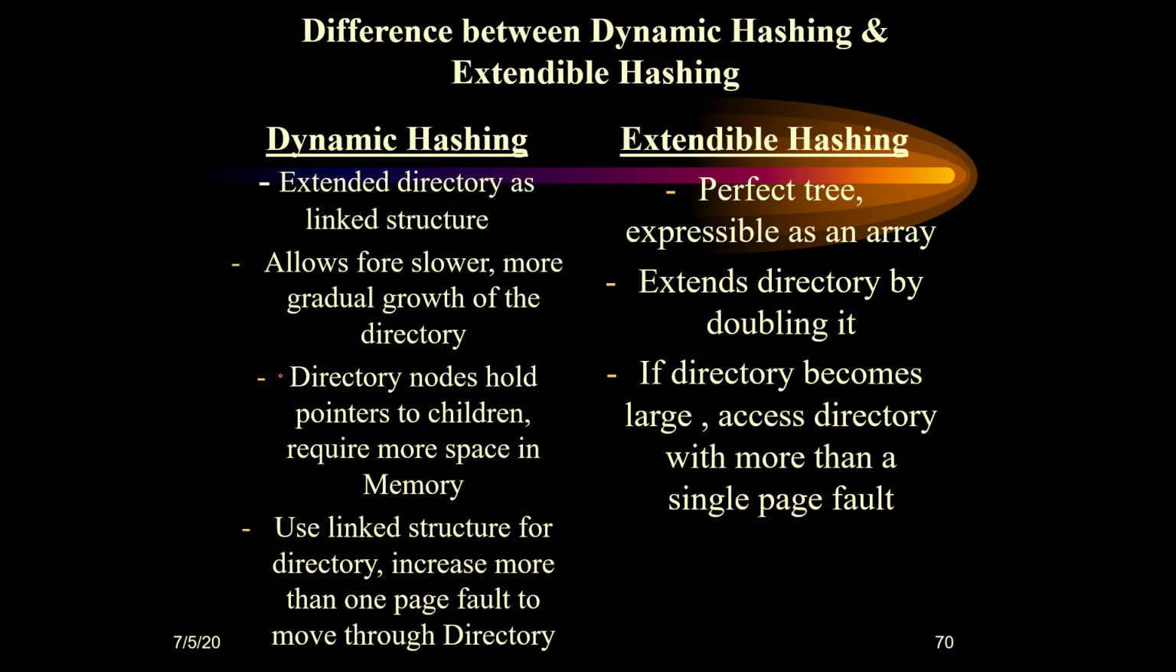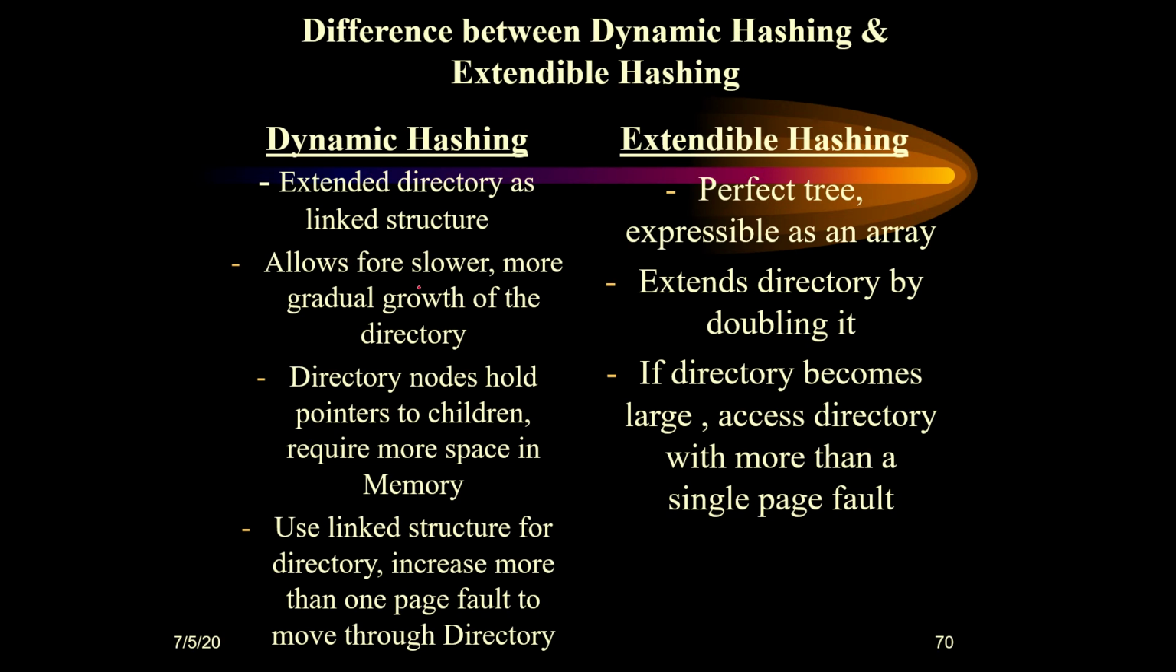Now we see the differences between dynamic hashing and extendable hashing. In the case of dynamic hashing, the extended directories are a linked structure. As you already see, it is linked from the parent to the child and to the bucket. Now in the case of extendable hashing, it is a perfect tree. There is no linkage when you compare, but it has an array structure which is used for representing the directory. So in extendable hashing we have an array structure, and in dynamic hashing we have a linked structure.